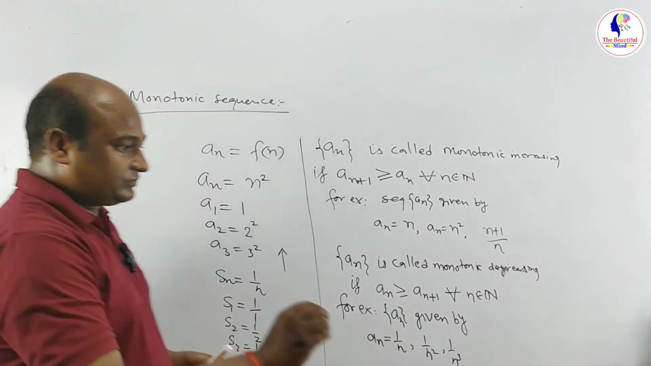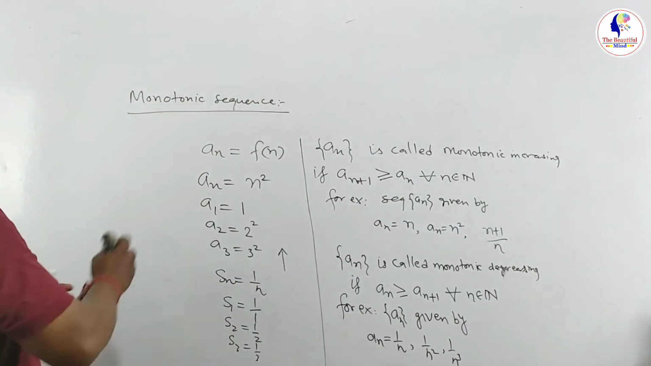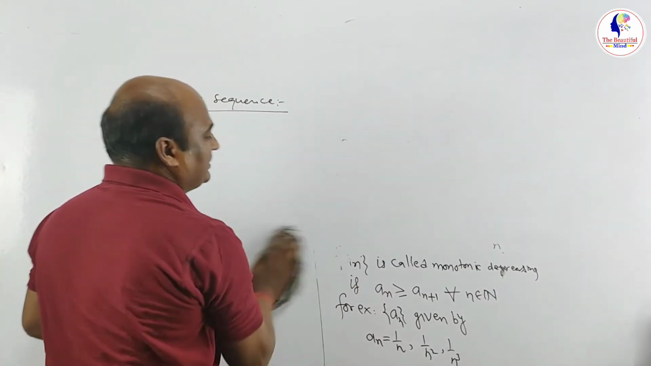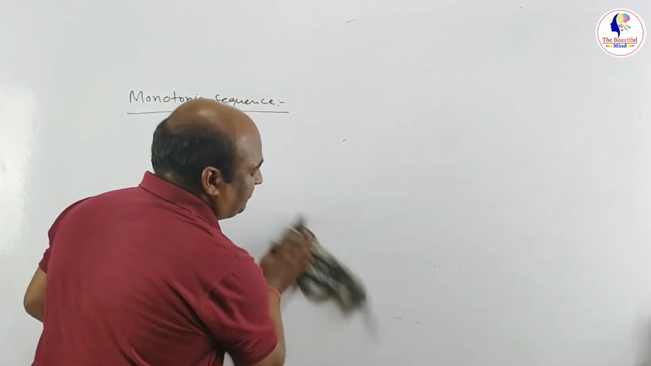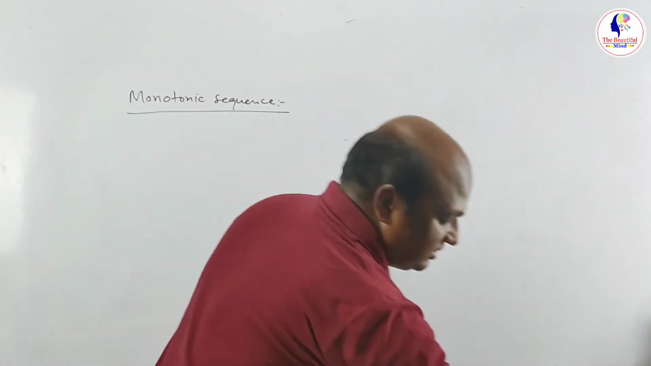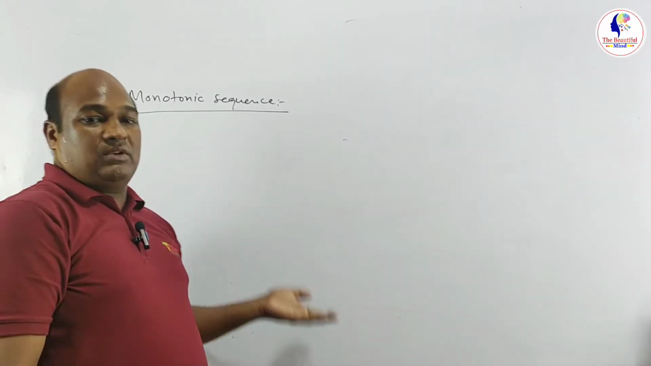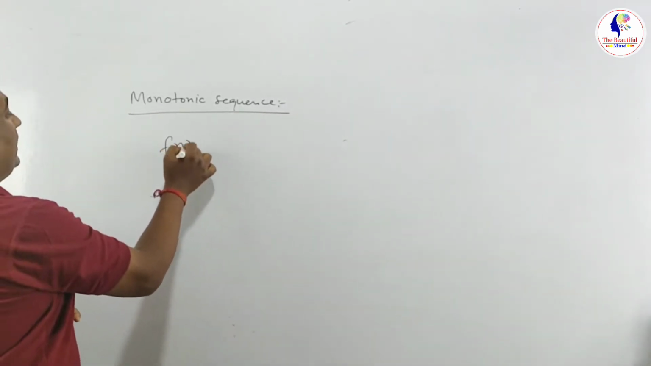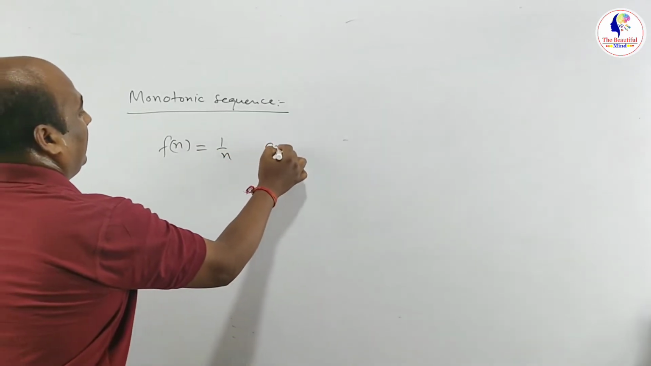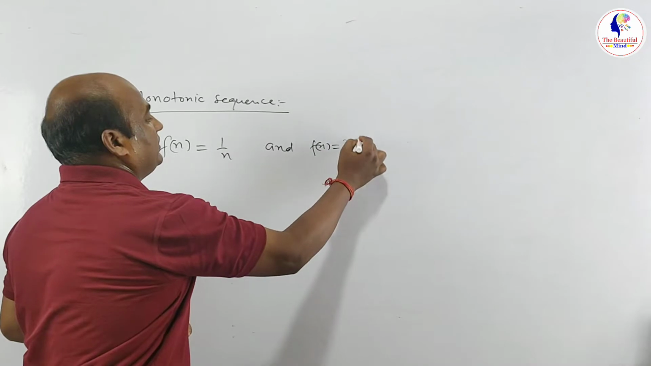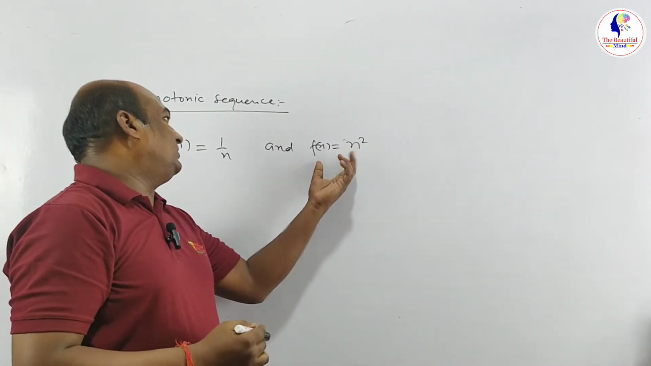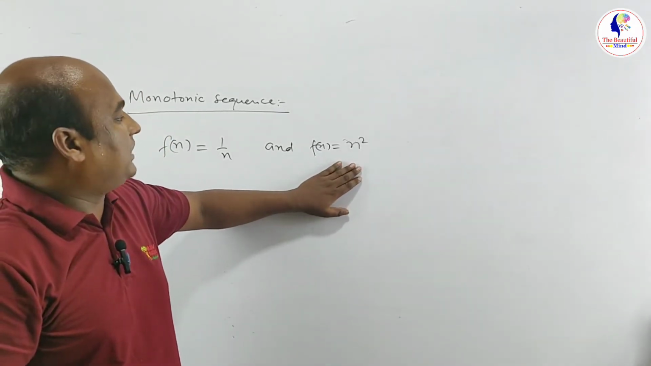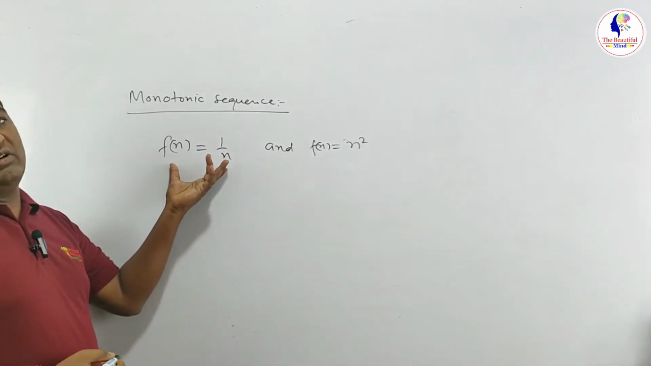Now we come to the point of when a monotonic sequence will converge or diverge. Our concern is the behavior of monotonic sequences. That is, if a sequence is monotonic, when will the sequence converge and when will it diverge? So we have two sequences, Fn is equal to 1 by n and Fn is equal to n square. One is a monotonic increasing sequence, the other is a monotonic decreasing sequence, and we can observe that this sequence is divergent and this sequence is convergent.